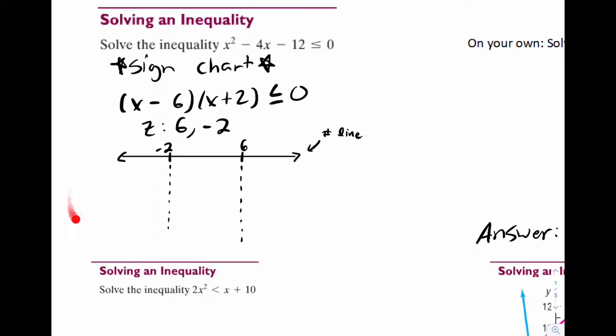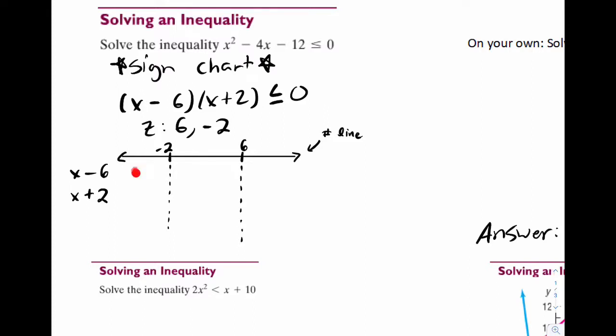Now over here on the far left, we're going to write the factors, meaning this part. So you're going to write x minus 6, x plus 2, like that. Now this is the part where you just plug in numbers and figure out if it's positive or negative. That's why it's called a sign chart, because you're checking the sign of each expression.